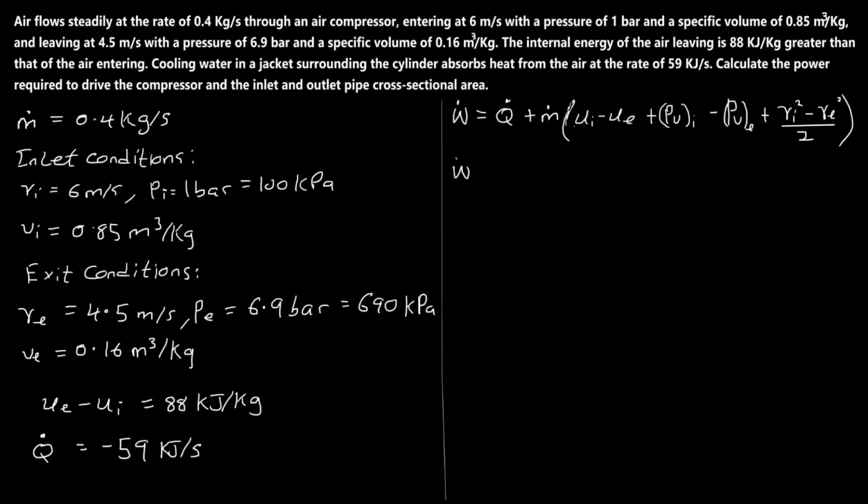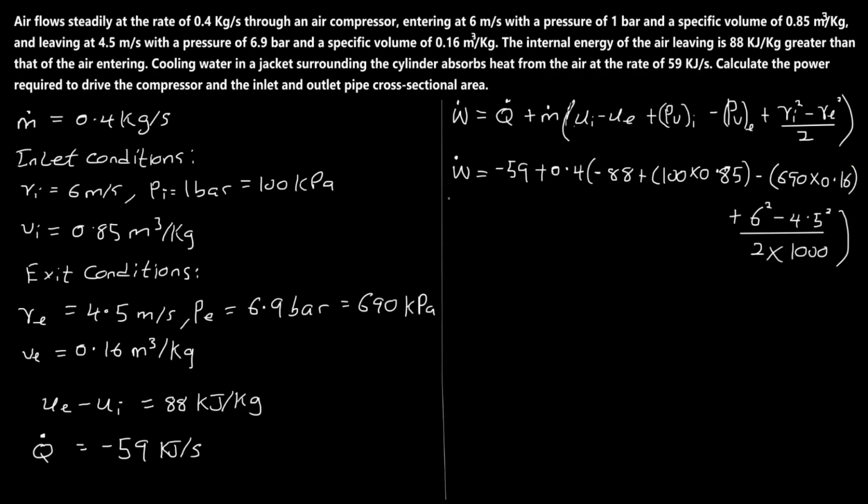We know all of these parameters, so we just substitute the values. Also, let's not forget to divide our velocity terms by 1000. So from this, we obtain the power as minus 104.36 kilojoules per second, or minus 104.36 kilowatts. And it is negative because this is the power required to do work on the fluid.